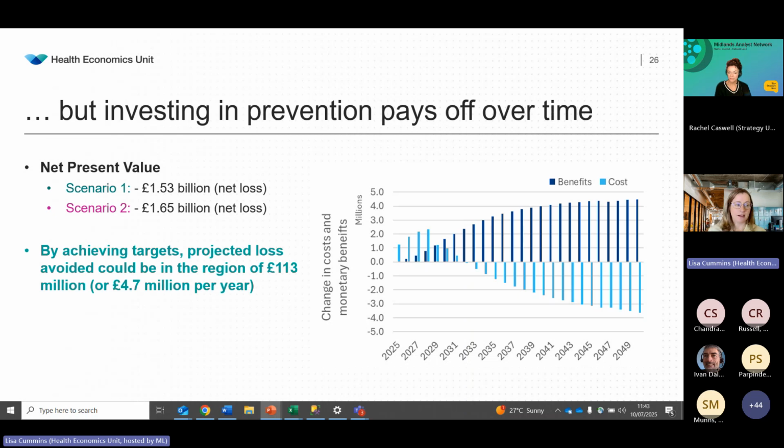But by achieving the targets, the model estimated the projected loss avoided over the duration of the model could be in the region of 113 million, or just over 4.5 million per year.